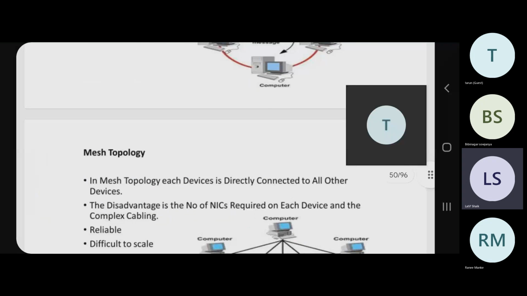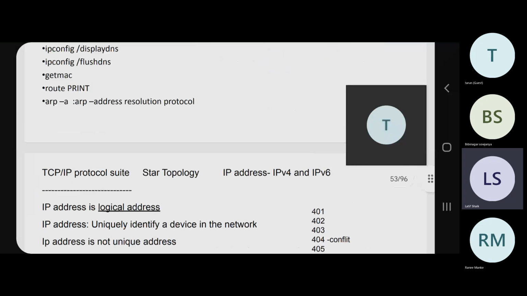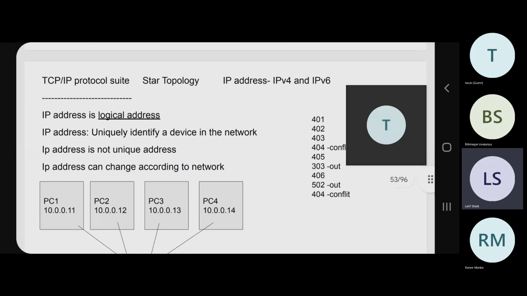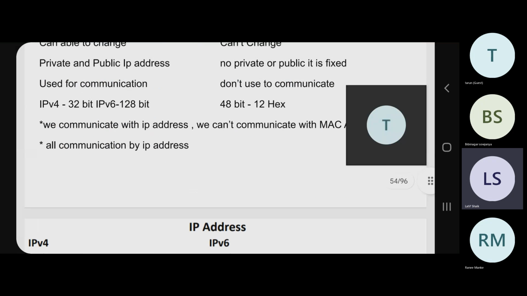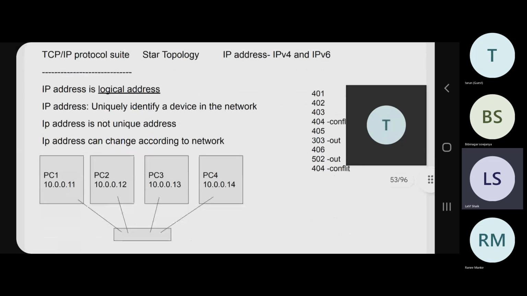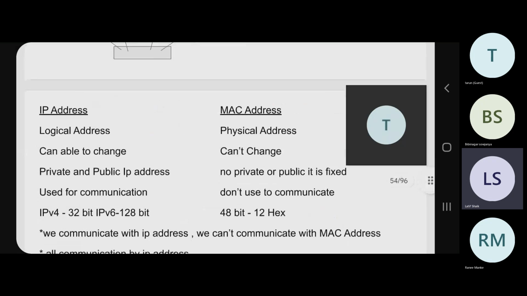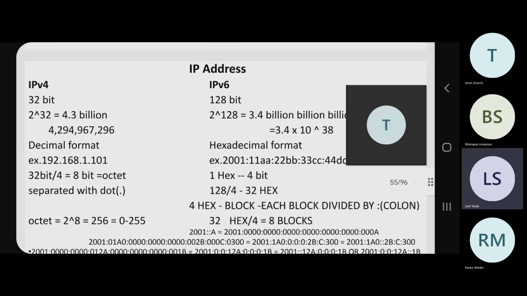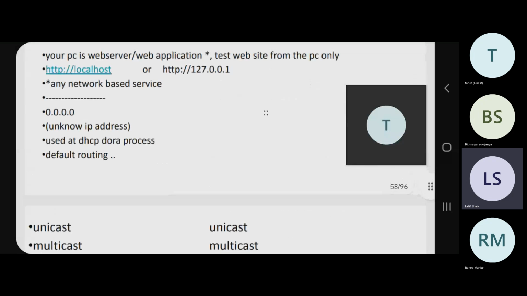Next, we are going to discuss some commands. But see this, it's about the IP address, but I will cover the IP address last or maybe in the middle. So, what is an IP address? IPv4, the difference between IP and MAC address, IPv4 and IPv6 differences.